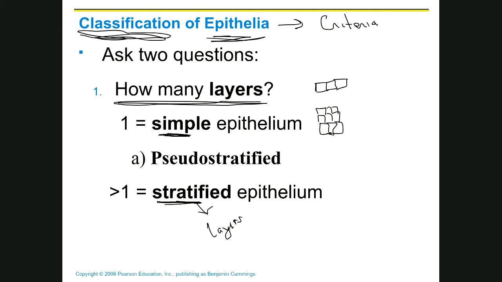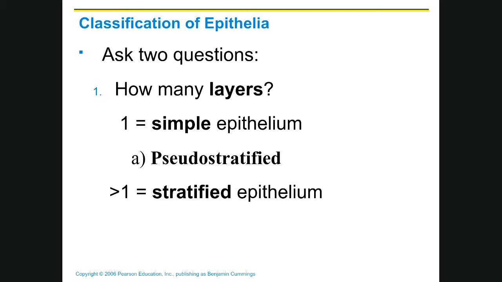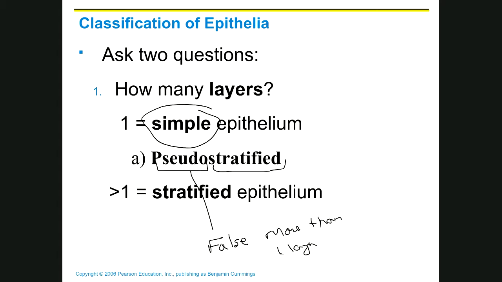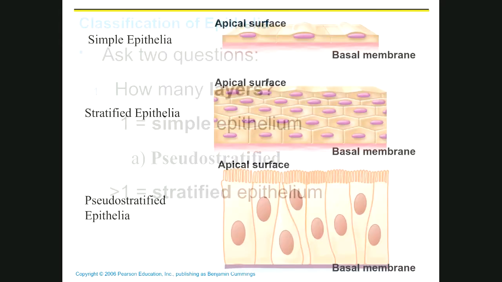And then there's a special one. We'll get to it in a little while, but look at it. It's called pseudo-stratified. Well, pseudo means false. So in other words, this tissue is false stratified, false more than one layer. When we look at it, you'll understand what we're talking about, but it's false. It's not stratified. It's a simple epithelium because it's not more than one layer. It's false.